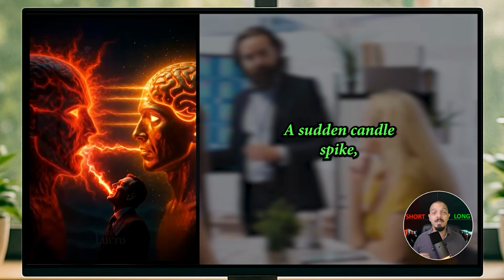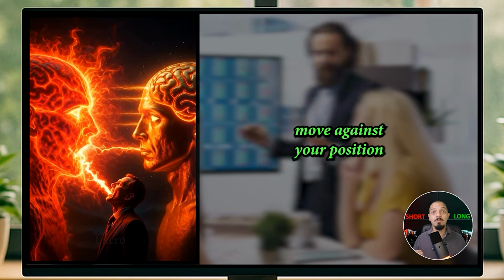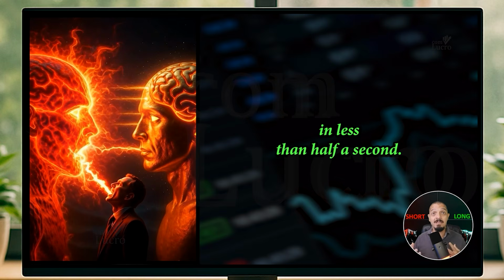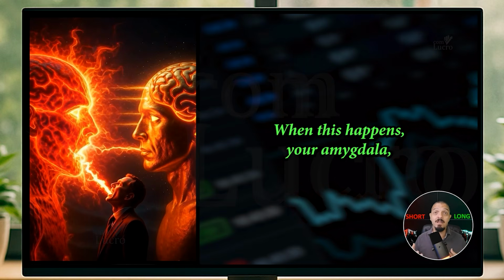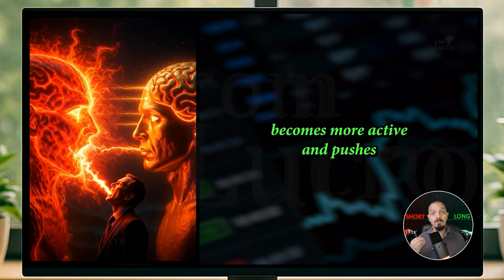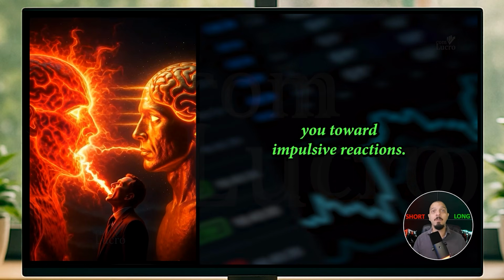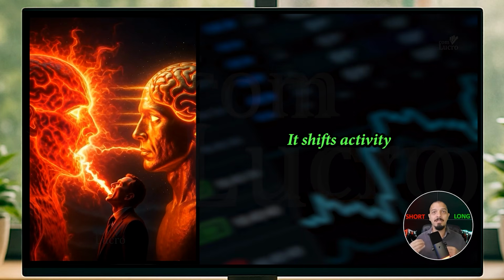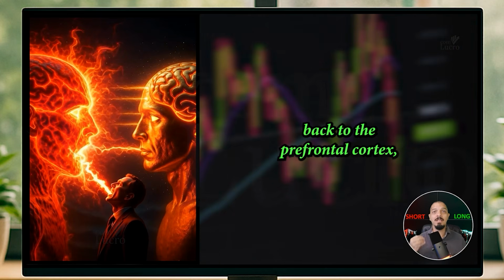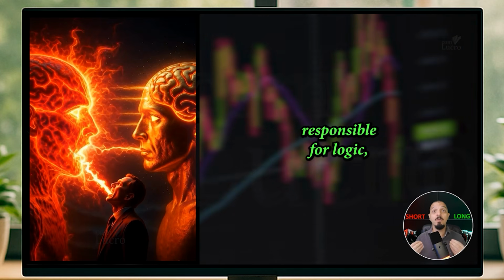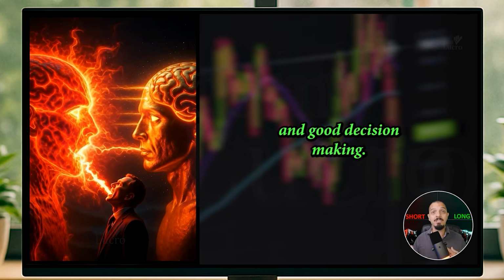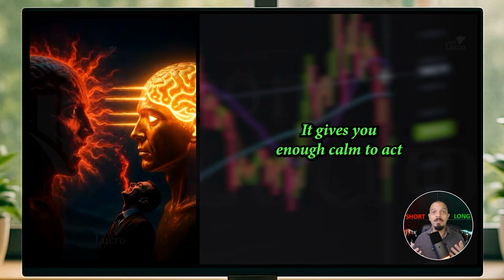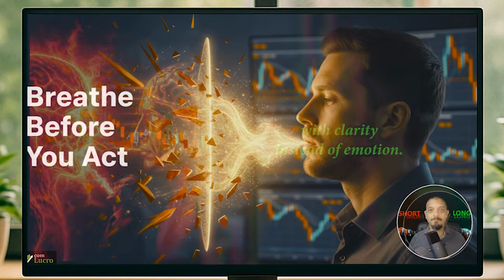This technique matters because trading pressure builds fast. A sudden candle spike, a missed entry, or a fast move against your position can trigger an automatic stress response in less than half a second. When this happens, your amygdala, the emotional center of your brain, becomes more active and pushes you toward impulsive reactions. Slow breathing interrupts that process. It shifts activity back to the prefrontal cortex, the part of the brain responsible for logic, risk assessment, and good decision-making. That is why this drill is so effective. It gives you enough calm to act with clarity instead of emotion.